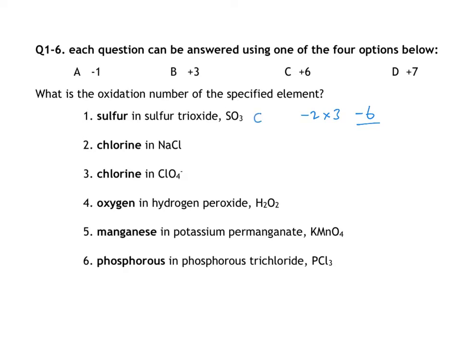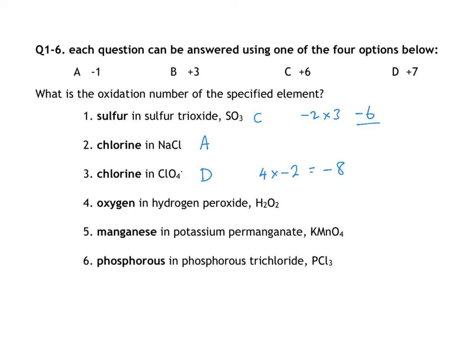Chlorine in NaCl, nice and easy, it's reacting with a metal, must be negative, it can only be -1, so that would be A. Chlorine in ClO4 minus, so this time we've got 4 lots of -2 for my oxygen, adds up to -8. The total for the ion is -1 as a charge, which makes my chlorine +7, which is D.